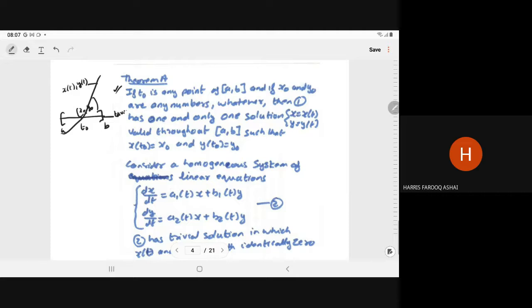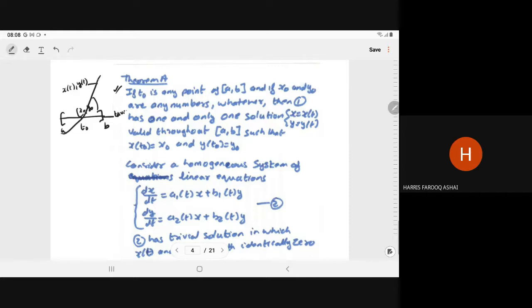At this point, some constants are given to you. If x naught and y naught are any numbers, then the system has one and only one solution. Means if an initial condition is given to you, we always have a particular solution, only one solution. So it has one and only one solution x = x(t), y = y(t), valid throughout the interval a, b, such that x(t naught) = x naught and y(t naught) = y naught.